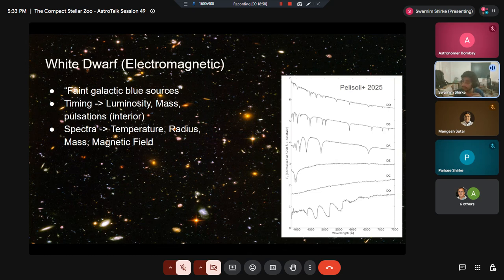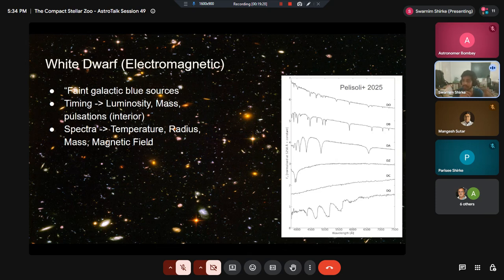Again, you can do similar techniques. You can do observations like timing, where you observe the white dwarf over time. What you can calculate is things like luminosity, how the luminosity is changing with time. It might be a variable star. Based on the timing, in particular cases, you can measure the mass, and in case it is pulsating, you can also measure the pulsations of these stars.